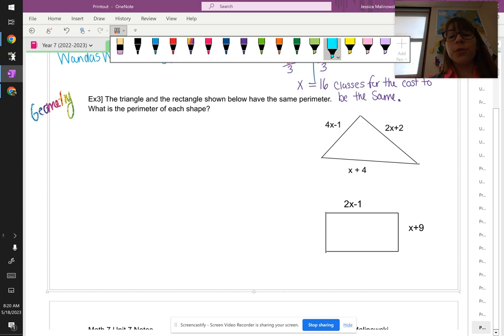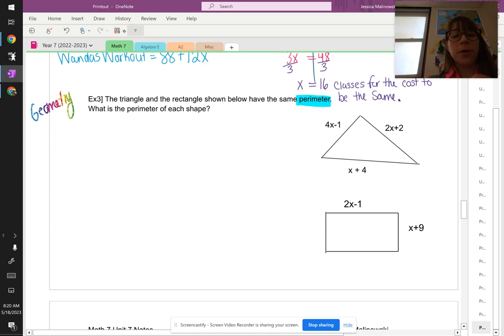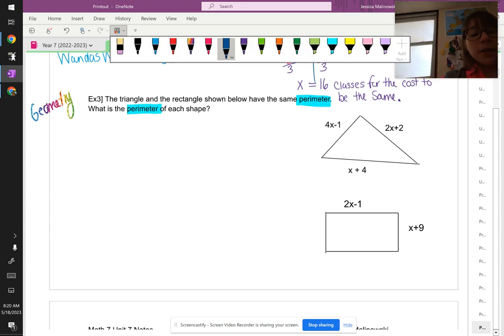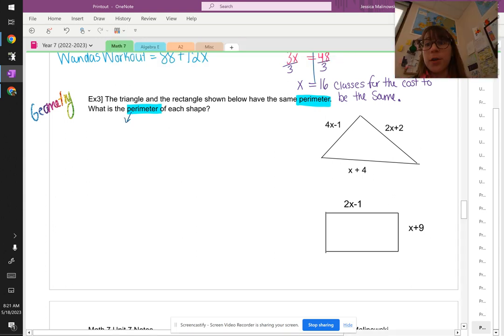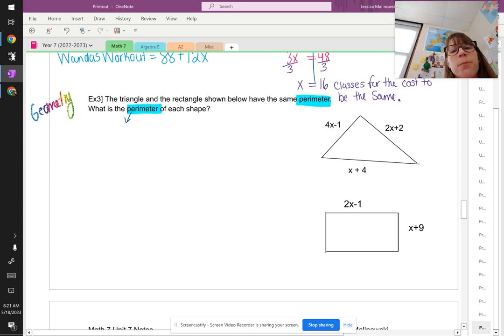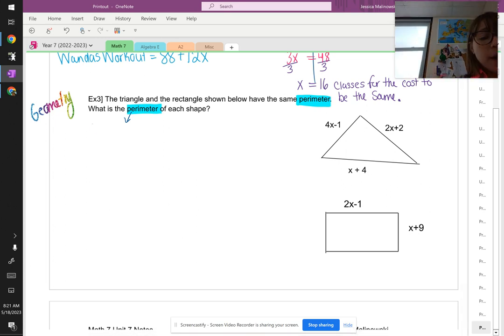So first thing we're noticing, hopefully, is a keyword of perimeter. That's showing up twice. So obviously, we need to figure out how to find perimeter. And if you don't remember this, you should be looking it up. Perimeter, you just do that by adding up all the sides. Adding up, and I'll even be more specific, the outsides.